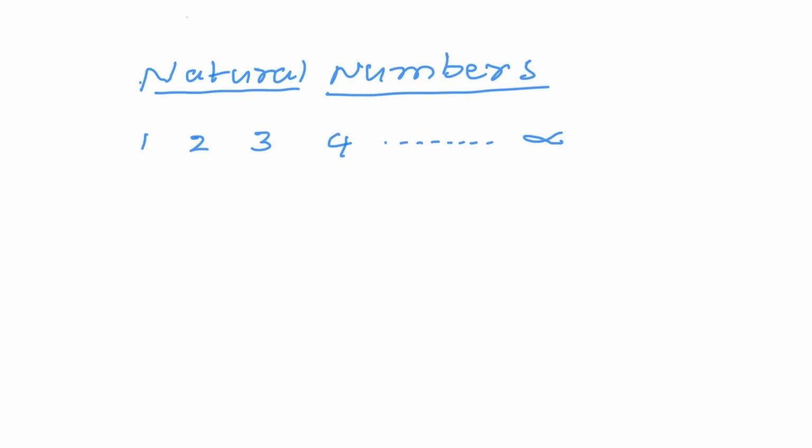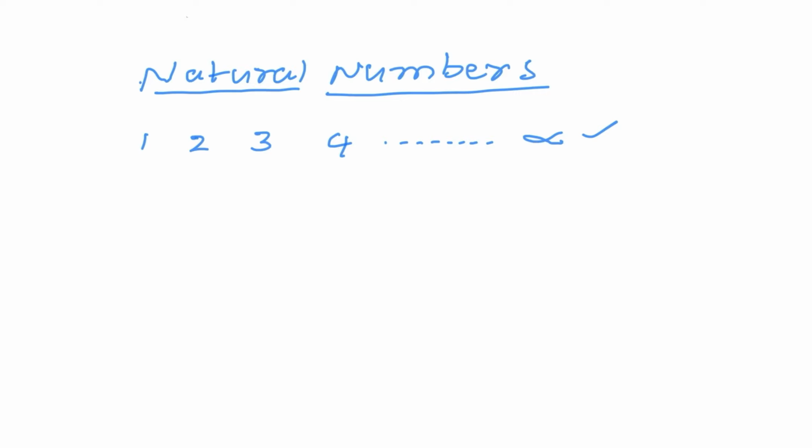Today we are going to discuss the number system and properties. First you see natural numbers 1, 2, 3, 4, etc. up to infinity. These are called natural numbers. We can also call these numbers counting numbers, and that is the basic need, so we call them counting numbers also.